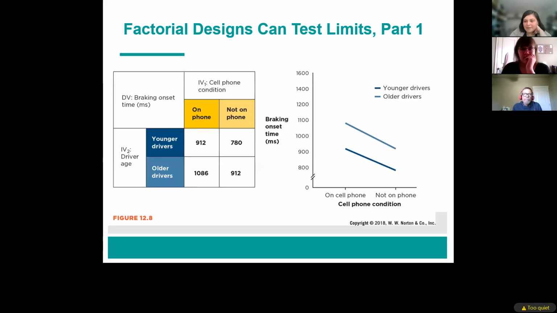Yeah. Okay. I'm trying to put all the things together. So I'm like, what's external validity? And what is this? And what is that? But hopefully it makes more sense as we keep going. But interactions basically tell us the limits of our findings. And the limits here are either being on a cell phone or not being on a cell phone with younger and older drivers.